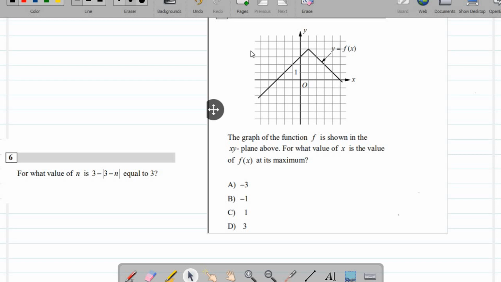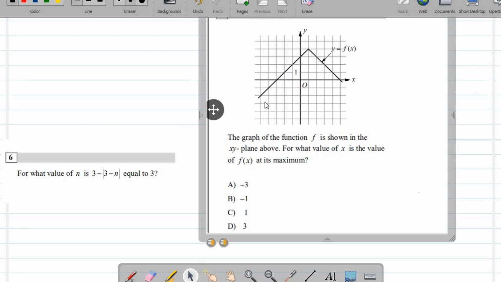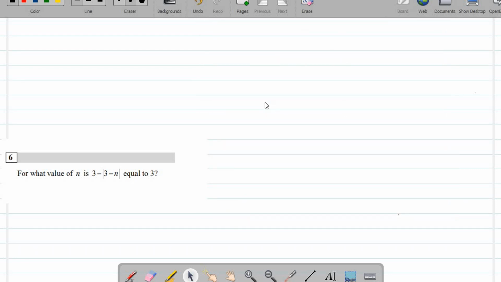Then look at question number 6. For all values of n is the absolute value of 3 minus n equal to 3. So what you simply do is 3 minus n is equal to 3.